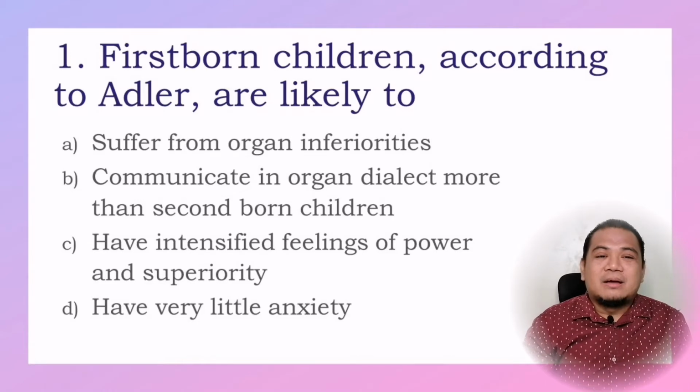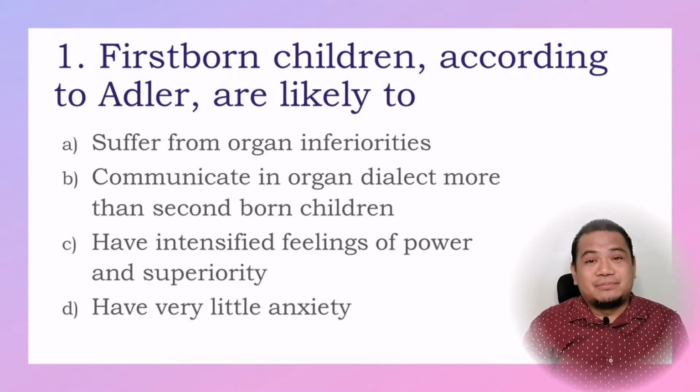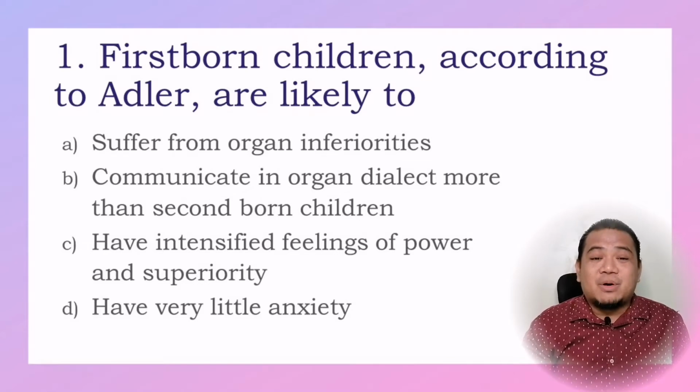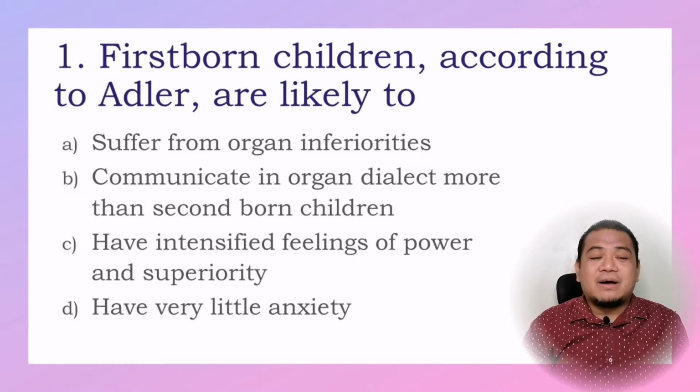Number 1. Firstborn children, according to Adler, are likely to: A. Suffer from organ inferiorities. B. Communicate in organ dialect more than the second-born children. C. Have intensified feelings of power and superiority. Or D. Have a very little anxiety.